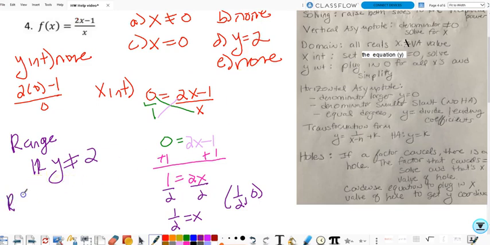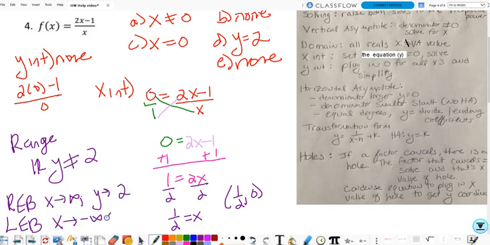End behavior, right end behavior. X goes to infinity. Y approaches the horizontal asymptote. Left end behavior. X goes to negative infinity. Y approaches the horizontal asymptote.